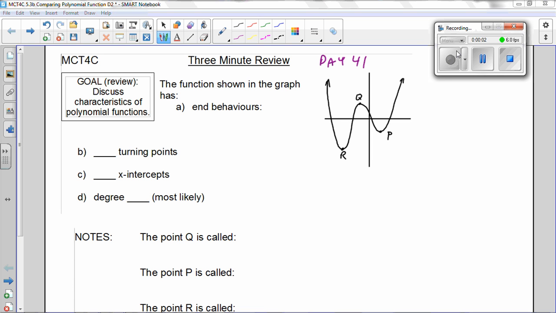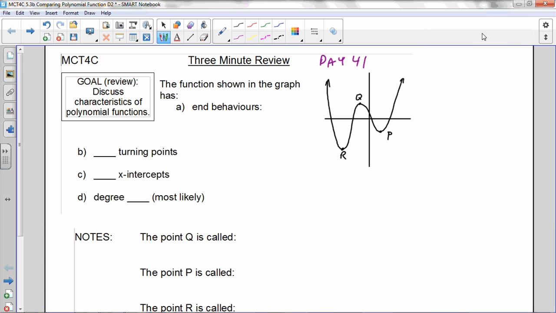All right, here we go, day 41. Today's lesson is our second lesson on comparing polynomial functions, 5.3b. The 3-minute review is some review stuff with a little bit of new stuff just sprinkled in there for flavor. We've got a function here, and we're asked to describe the end behaviors.